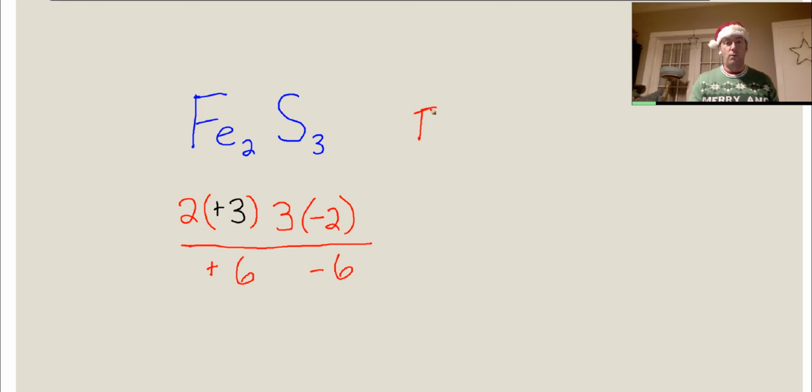I can say iron 3 sulfide. Now, if you're super cool, you'd use a Latin name, and this is the second of the irons. Iron could be a +2 or a +3. So ferrous, ferric. So I could say ferric sulfide.